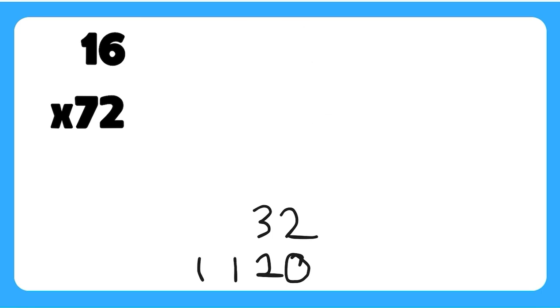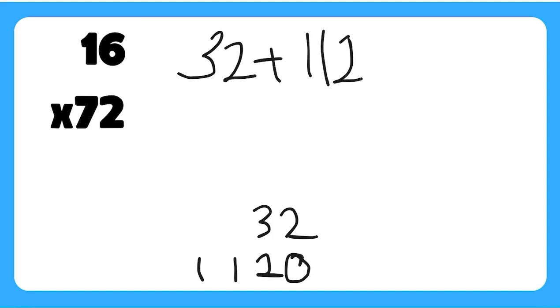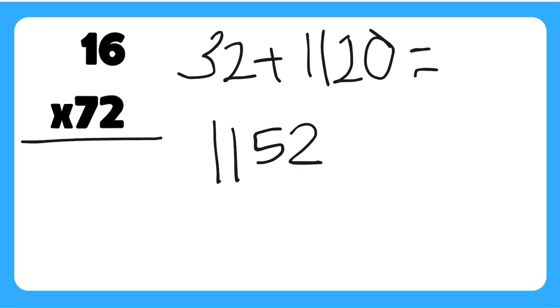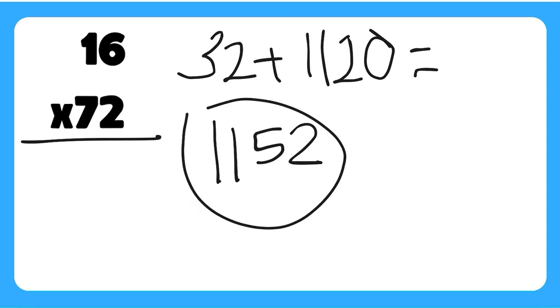Now we have this as an answer, but these are 2 numbers. Now we have to add both numbers together. So we have 32 plus 1120. So this will give us 1152. You can check this by doing the addition, and this is your final answer. So 16 times 72 gives you this.